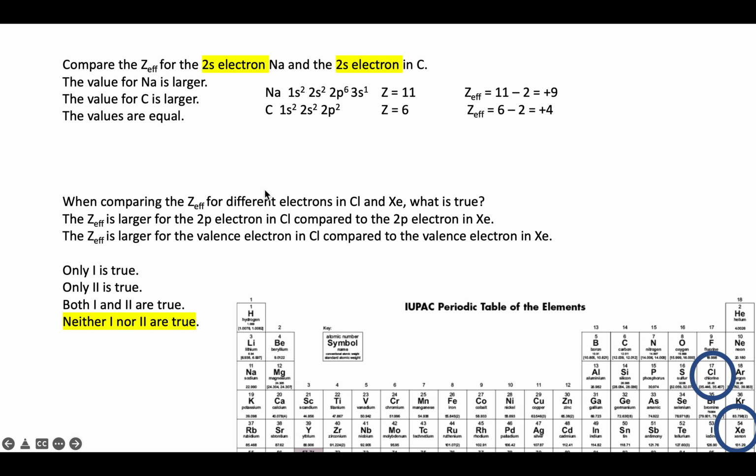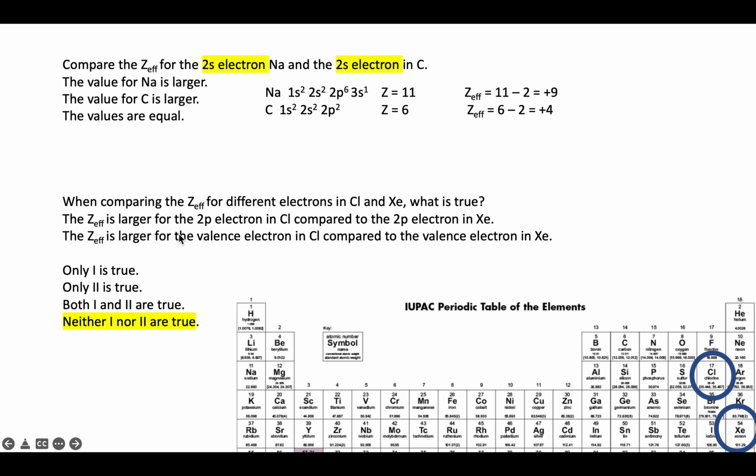Within our last one, we're doing a comparison of the 2p electrons and the valence electrons. I'm finding both of those, and once again, we can do our analysis for any electron. I think the effective nuclear charge is greater for the 2p in xenon because it has more protons.